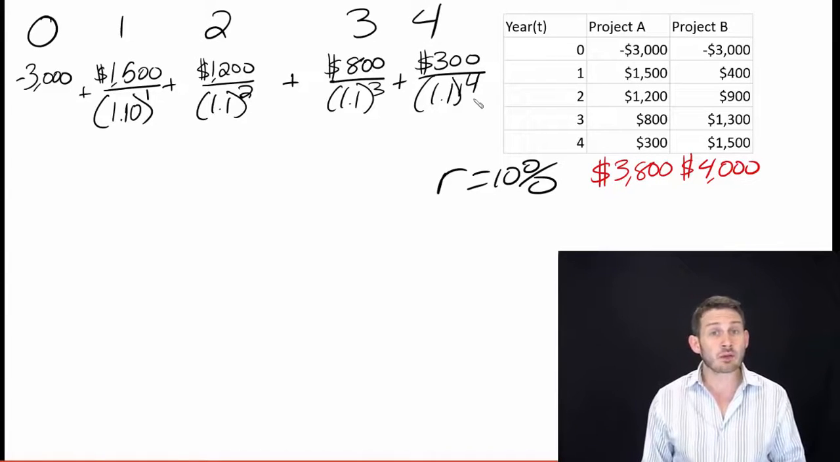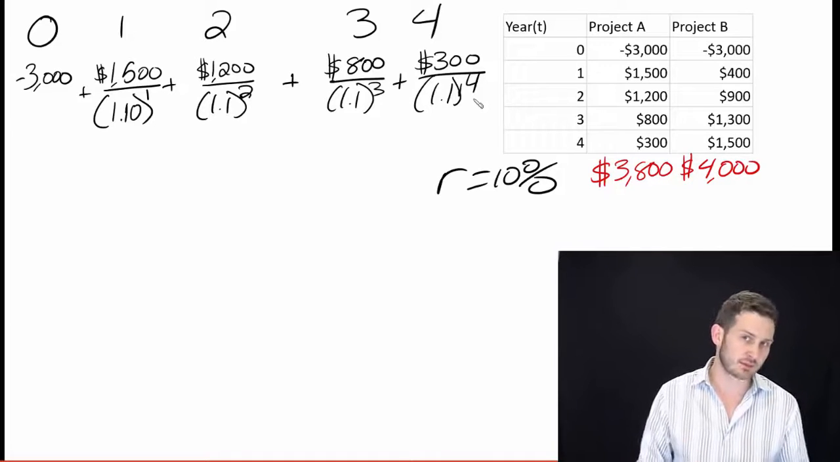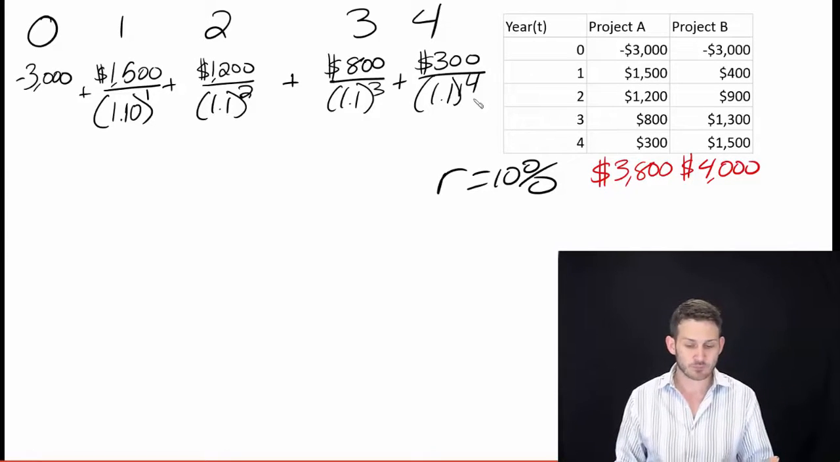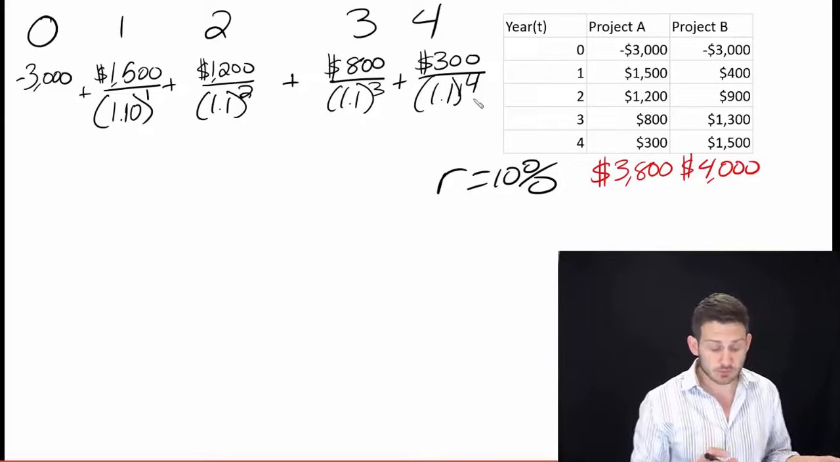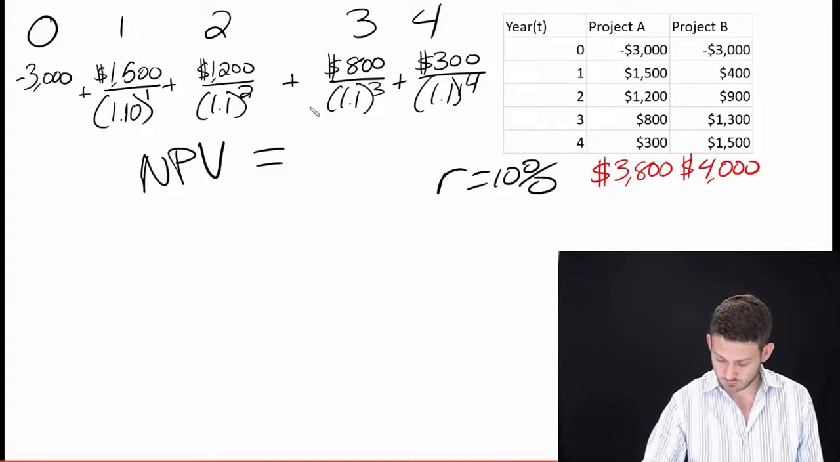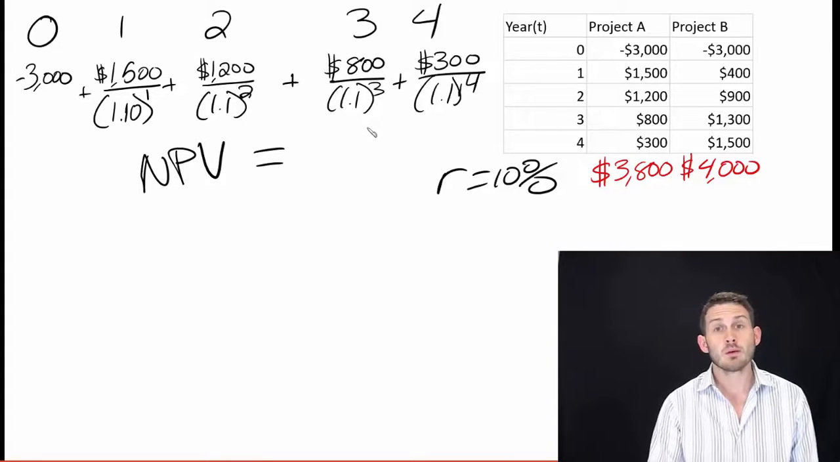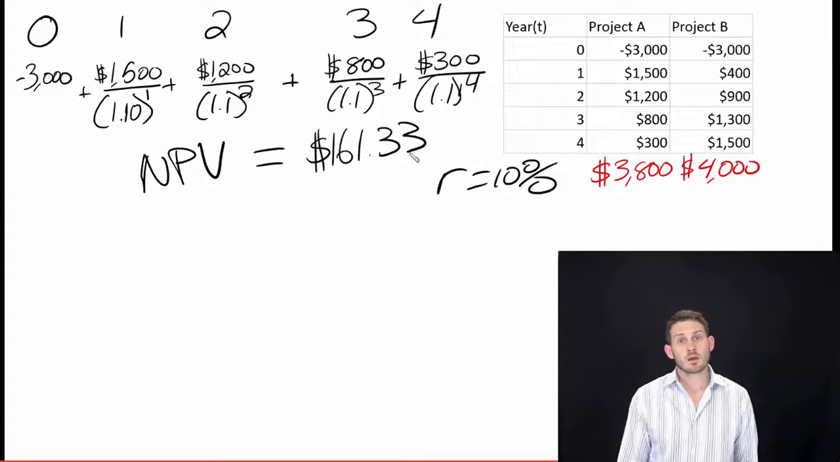What do we do to the negative 3,000? Nothing, because that's coming out of our pocket right now. We don't have to discount that amount, okay? So we brought all those back into current values, and we have come up with an NPV equal to $161.33.